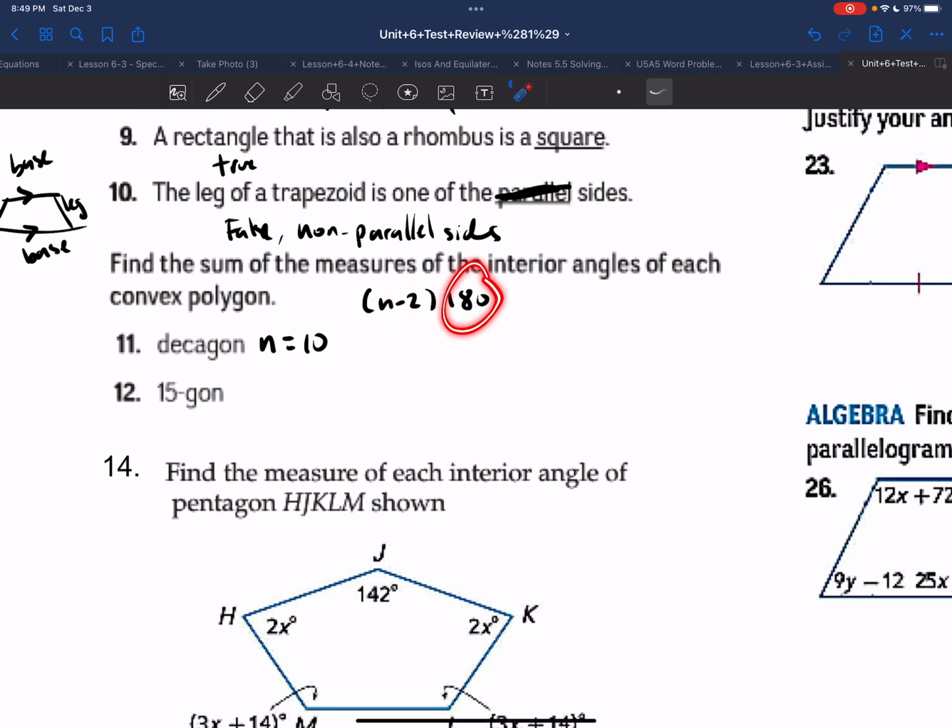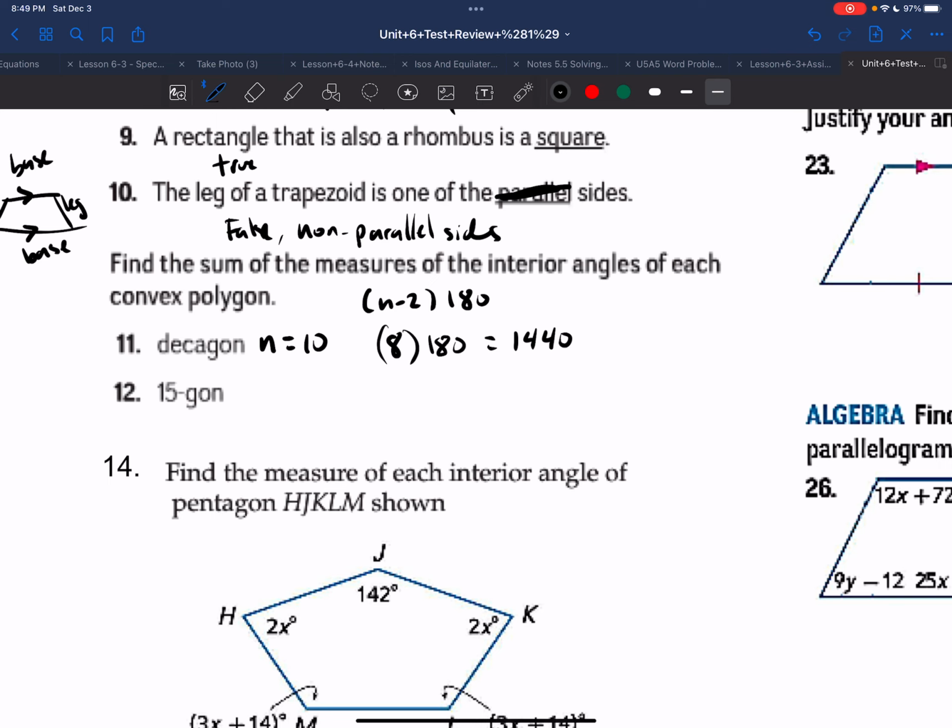And the reason why we have 180 is because the sum of the interior angles of each triangle is 180. So that should be 8 times 180, which if I put in the calculator, is going to give me 1,440 for the sum of that decagon.